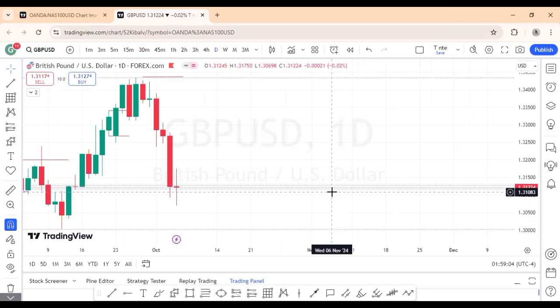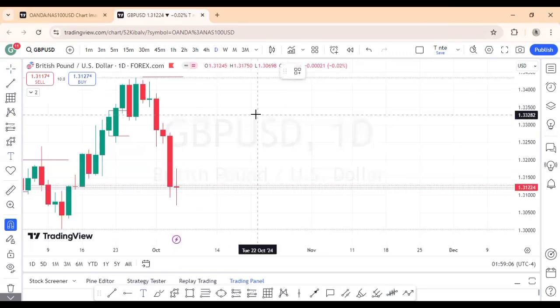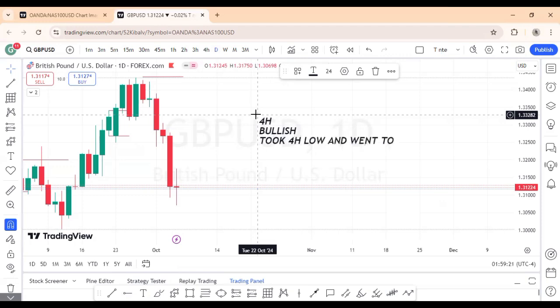I would like you guys to go to your chart, use the 4 hour chart, and identify what I just did. Find the conditions where the market was bullish and price took out a 4 hour low and went to the high as target.